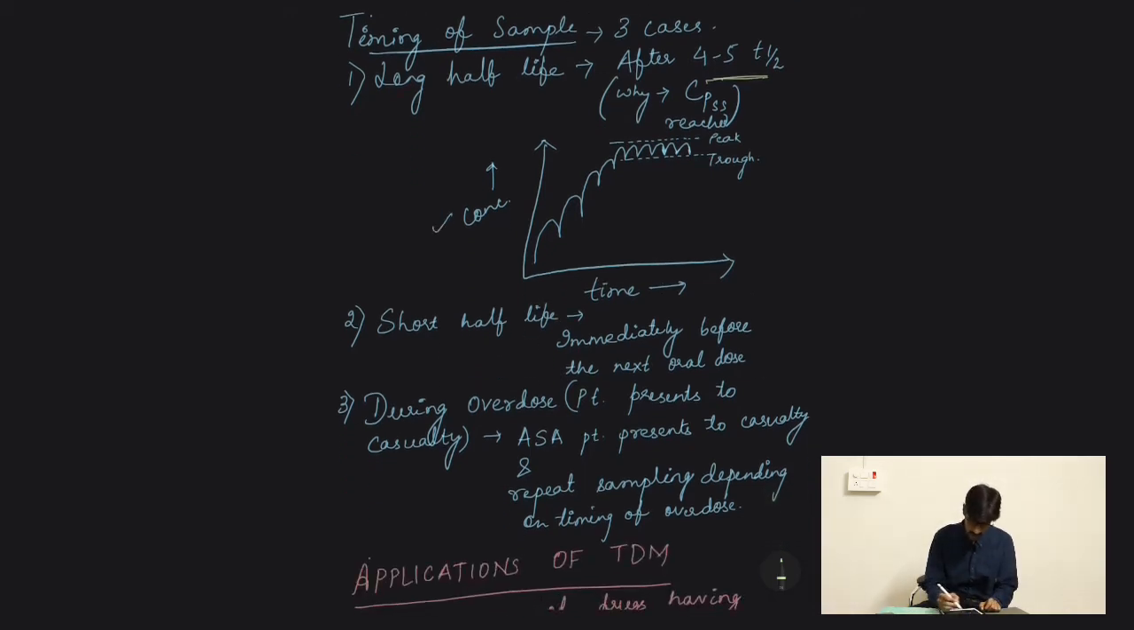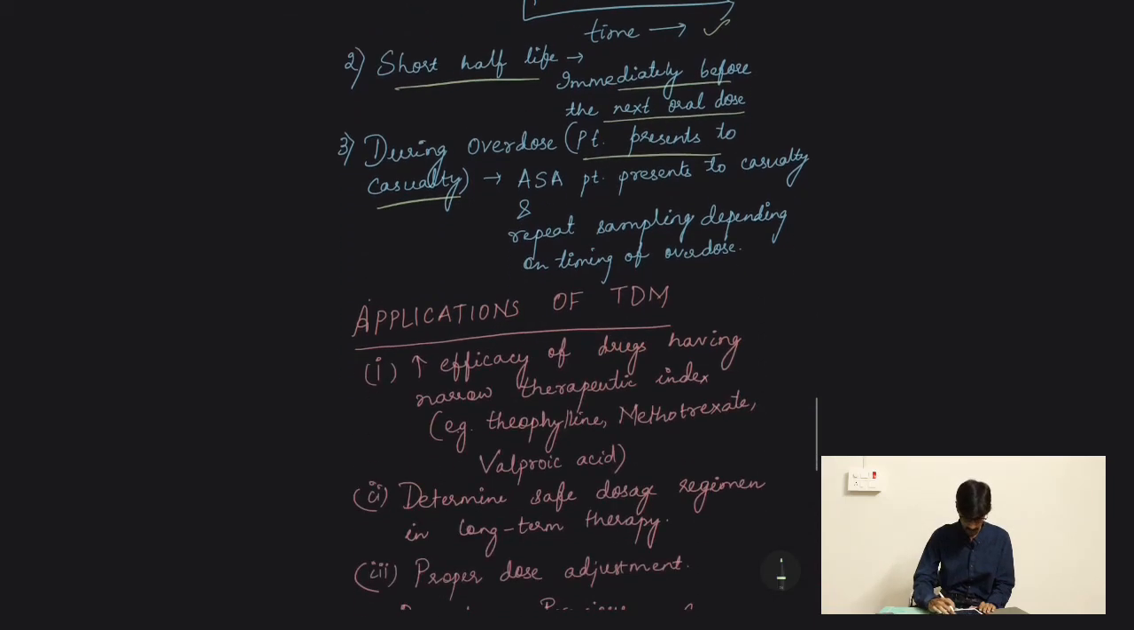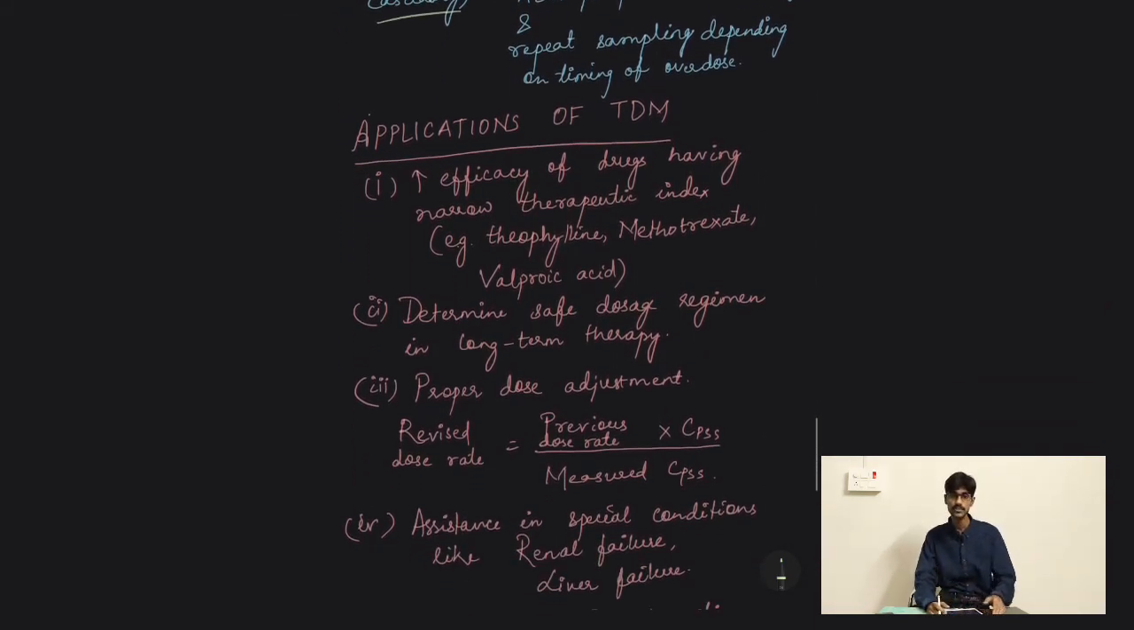As you can see here in the concentration time curve, after 4 to 5 T-half, the steady state plasma concentration of the drug is reached. Next, coming to the cases where the drug has a short half-life. In this case, it is done immediately before the next oral dose. And during overdose, if the patient presents to the casualty, then the sample should be collected as soon as the patient presents to the casualty, and the repeat sampling should be done depending on the timing of the overdose.